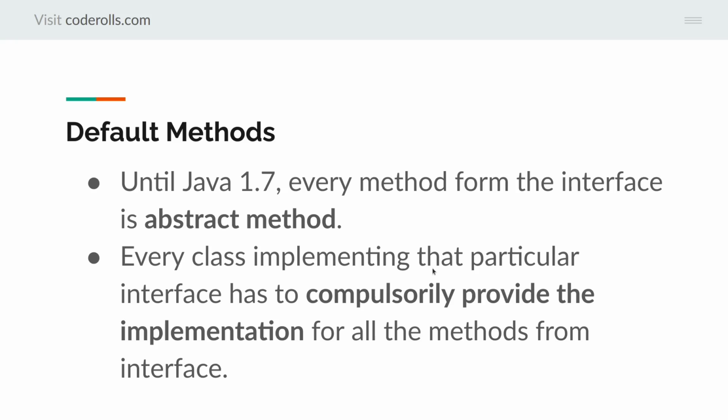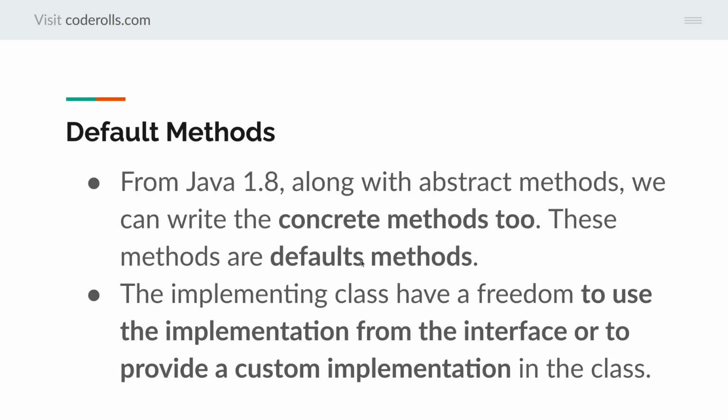So let's see. In Java 1.8, along with abstract methods, we can also write concrete methods. These methods are the default methods. I will show you how can we declare default methods. Do not worry about it. And every single class implementing that particular interface has the freedom to provide its own custom implementation, or it can use the default implementation provided in the interface. Let's see these topics in the Eclipse.